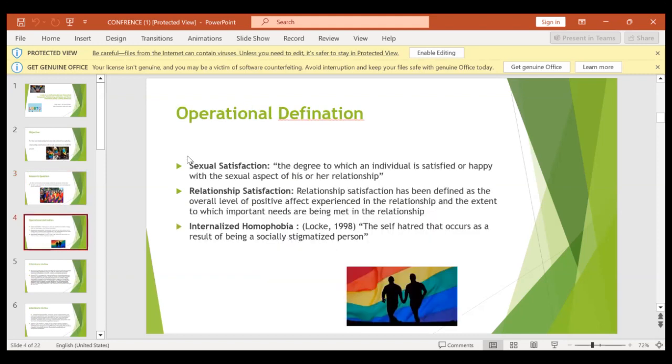Operational definitions. Sexual satisfaction is basically the degree to which an individual is satisfied or happy with the sexual aspect of the relationship. Relationship satisfaction is defined as the overall level of positive affect experienced in the relationship and the extent to which important needs are being met in the relationship. Internalized homophobia is a self-hatred that occurs as a result of being a socially stigmatized person.